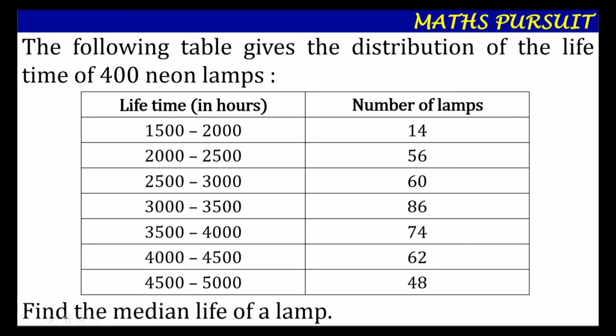The given question is, the following table gives the distribution of the lifetime of 400 neon lamps. In one column they have given lifetime in hours, and in another column the number of lamps. So 1500 to 2000 hours is 14 lamps, 2000 to 2500, 2500 to 3000, 3000 to 3500, 3500 to 4000, 4000 to 4500, 4500 to 5000. The question asks us to find the median life of a lamp. So guys, let us see how we can find the median life of the lamp.